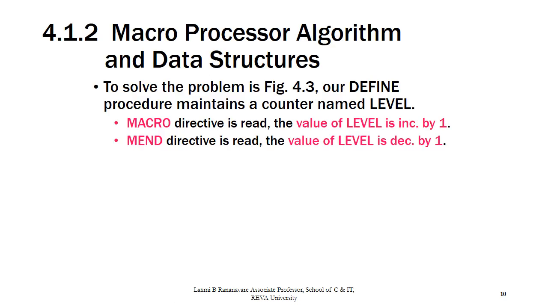So this is about the macro processor algorithm, and we have seen macro is an assembly directive wherein the value of level is incremented by 1, and whenever it encounters mend, the value of level is decremented by 1.